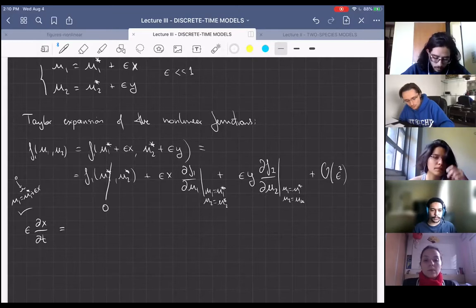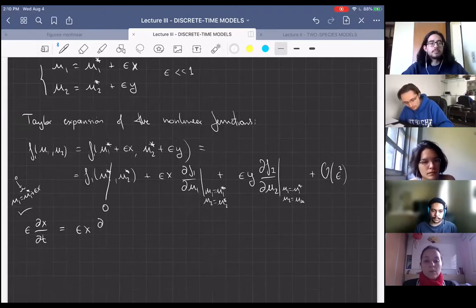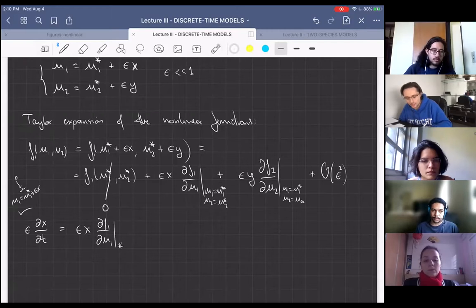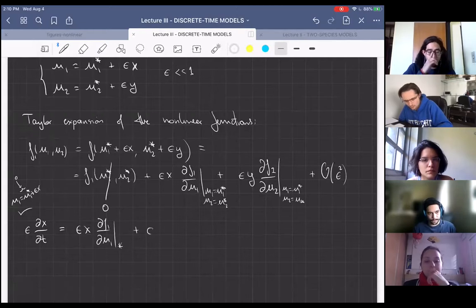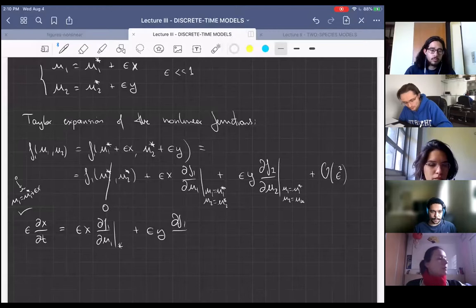This is going to be equal to epsilon X, derivative of F1 with respect to U1. And let me use this abbreviation to say that I am evaluating U1 and U2 in the fixed points. Okay, I don't want to mess things up a little bit and confuse you with details.